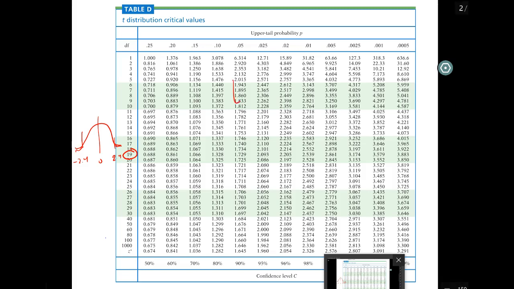Remember, the entire t-table is set up where all of the t's are in the middle here. So we want to figure out where 2.4 is. And unfortunately, 2.4 is not exactly in our table. 2.4 is somewhere between 2.2 and 2.5, a little closer to 2.5. So we're not going to get an exact p-value using the table. We're going to get a range of p-values.